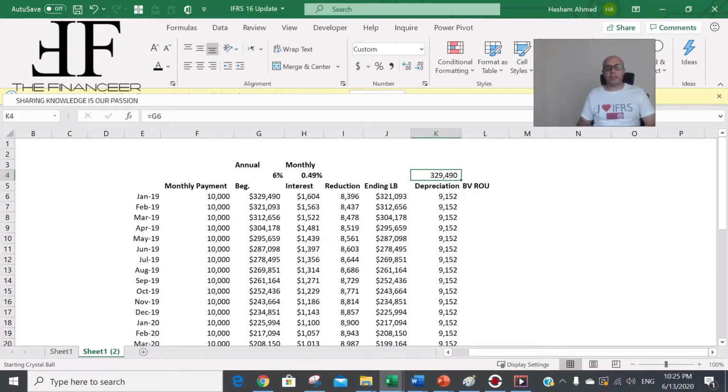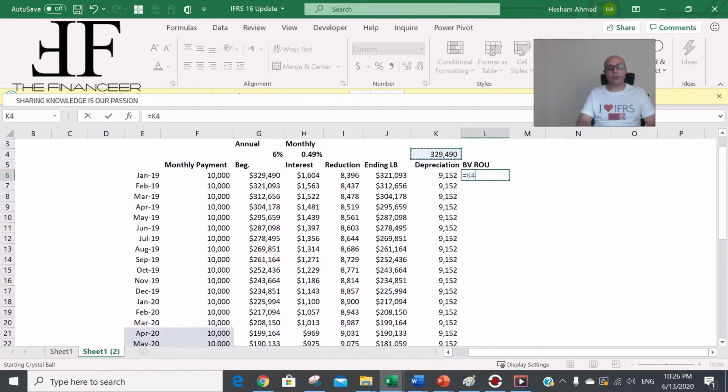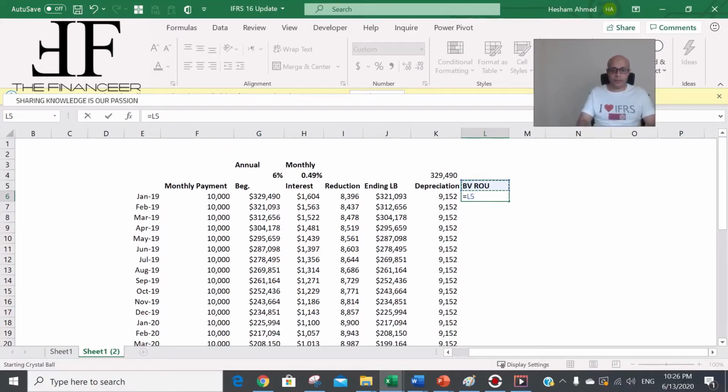So this is the beginning balance of the right of use asset, and this is the depreciation in the first month. So if you deduct the depreciation from the beginning balance of the right of use, you will be able to reach the ending balance of the right of use in the first month. So this will be the book value of the right of use after the first month, or at end of the first month.